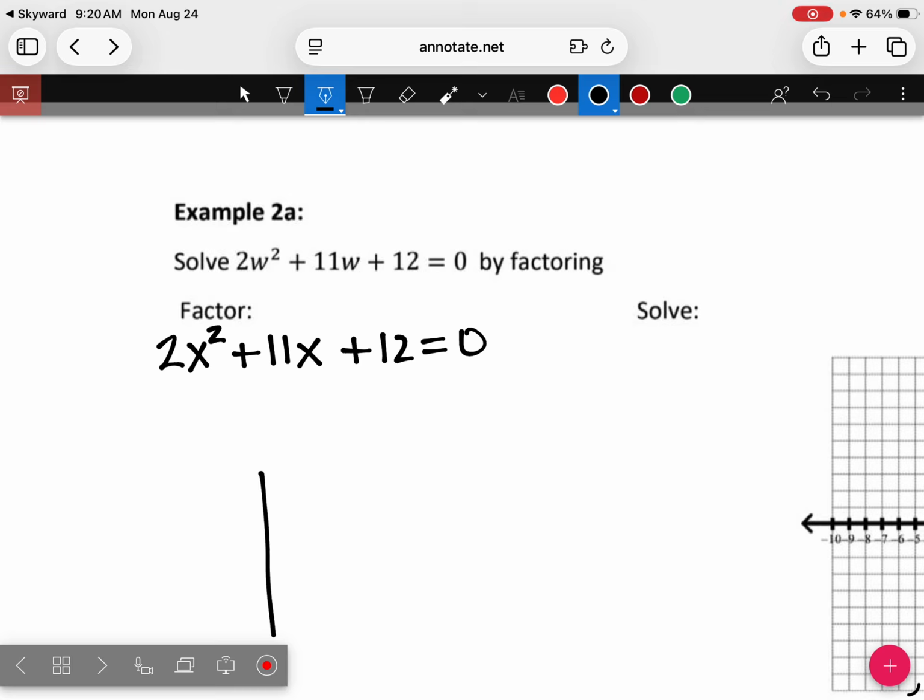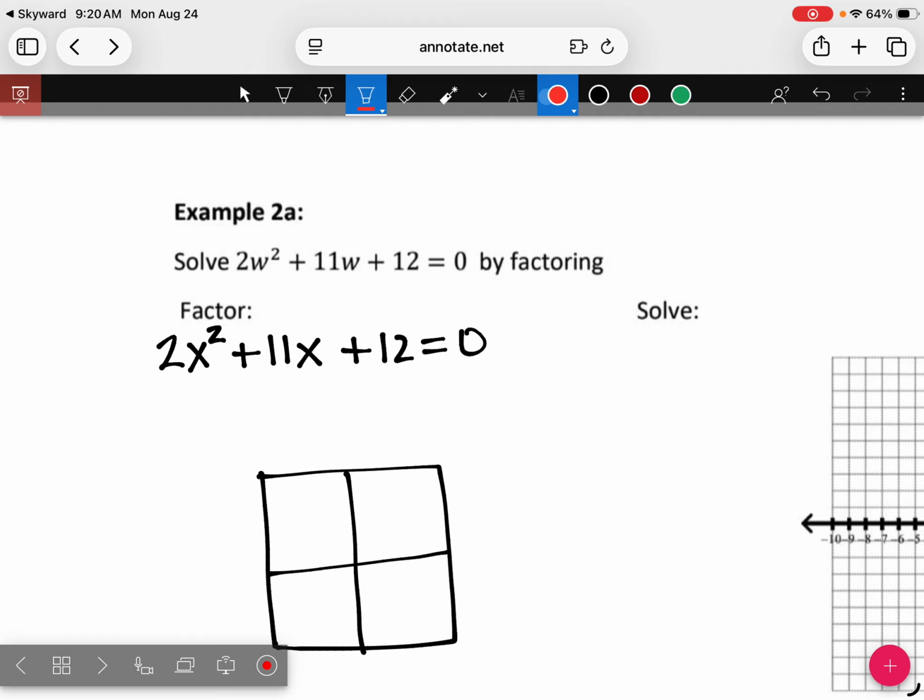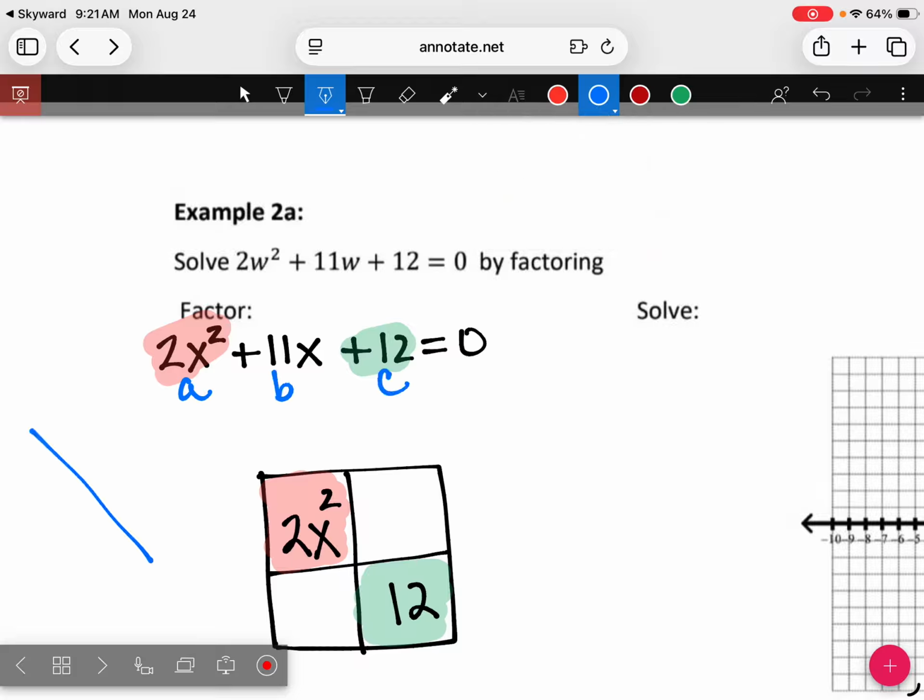So let's make our box. This 2x squared is going to go here. The 12 will go here. All right, make your X. So this is A, B, C. Make your X. On top of the X is A times C. A times C would be 2 times 12. And what is 2 times 12? 24. Put that on top.